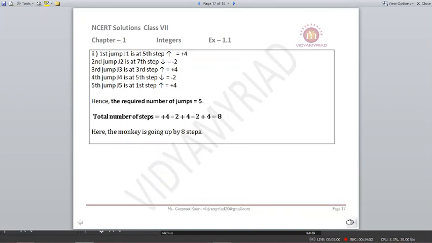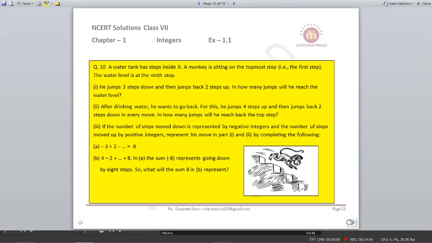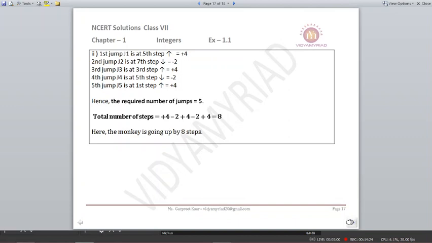Same way, the last one: here again there is a case, we will just read it out. After drinking water, he wants to go back. For this he jumps 4 steps up and then jumps back 2 steps down. So when he is going up, we represent it by plus, and when he is going down, we represent it by minus 2. So it will become like this. The number of required jumps will come as 4 and the number of steps is 8.